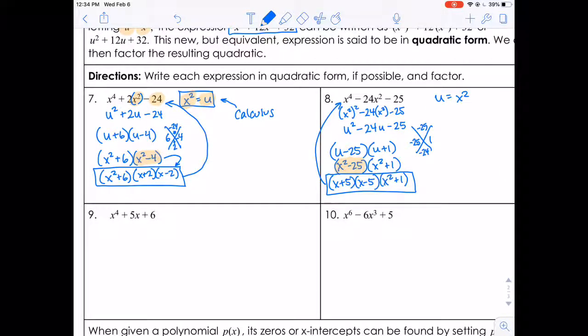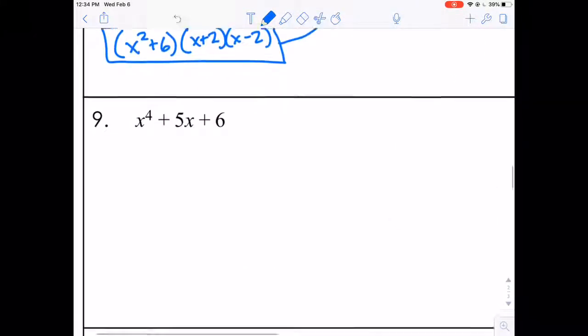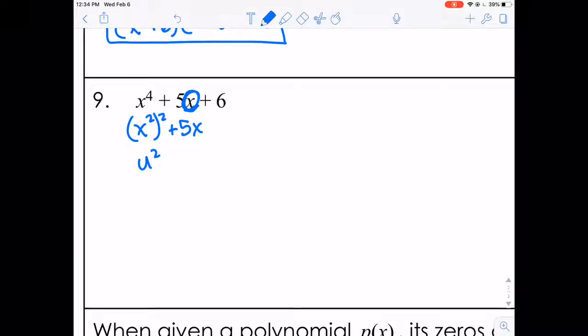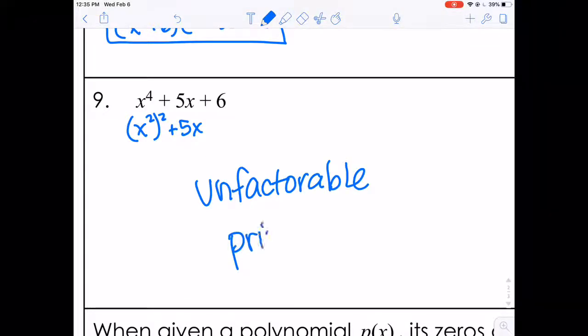If I'm looking at this next one, I see that x to the fourth would be x squared squared, so that'd be u squared. But I see this one is just x, right? So I would have plus 5x. I can't turn x into a u, and it's not an x squared. So there's not really anything I can do here. There's not anything I could do in order to factor it, so I would just say that this is unfactorable.